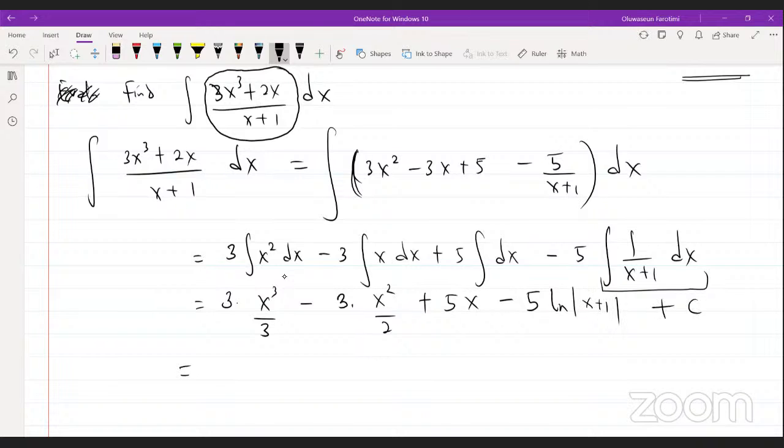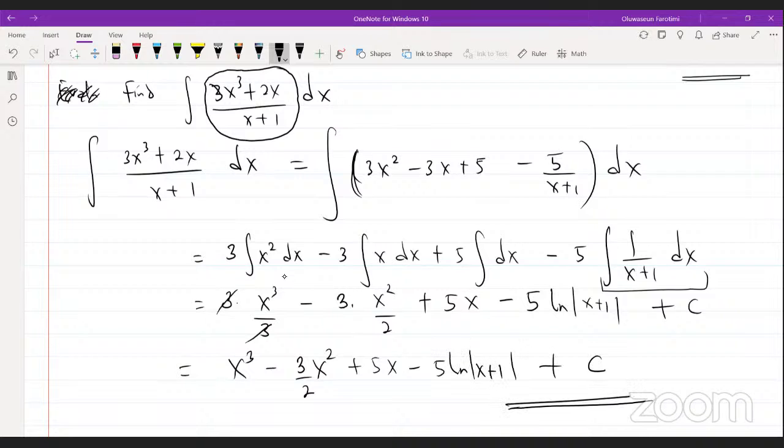So let's see, can we simplify? This guy takes off this guy. So I have x cubed minus 3/2 x squared plus 5x minus 5 ln of x plus 1 plus C. Amazing, guys. It's amazing how this works. So that's the first thing we can observe.